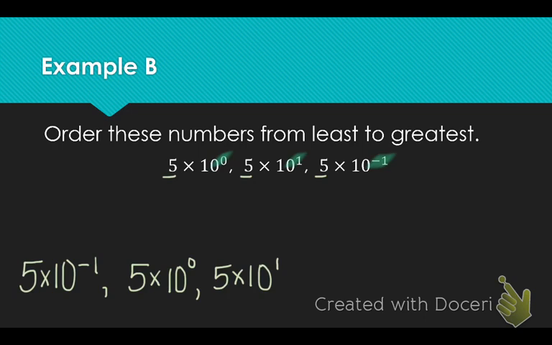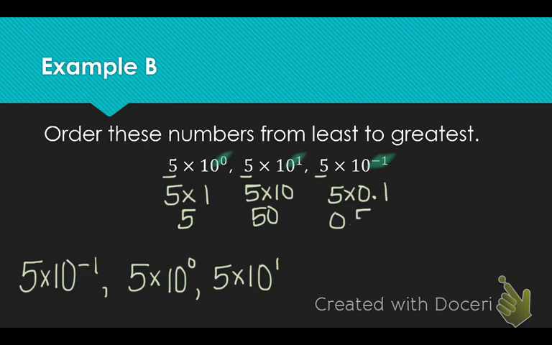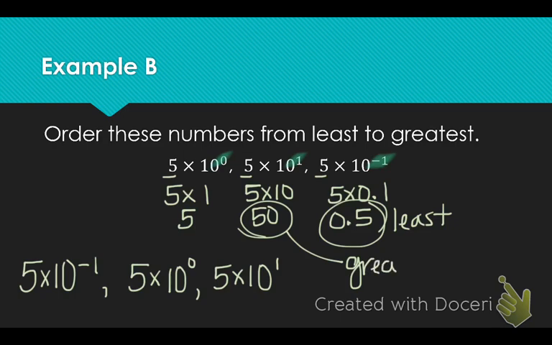The other way to focus on this is to actually convert these into standard form first. The 5 times 10 to the 0 is like taking 5 times 1. 5 times 10 to the first is like taking 5 times 10. 5 times 10 to the negative 1 is like taking 5 times 0.1, which is 0.5. So again, this one's the least, and this one is the greatest, which leaves 5 times 10 to the 0 in the middle.